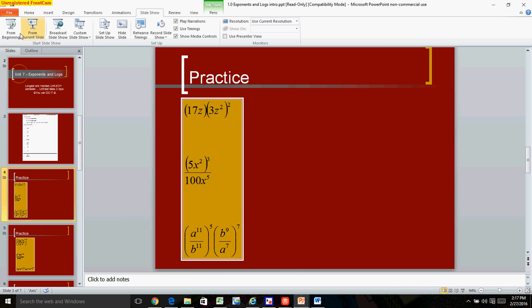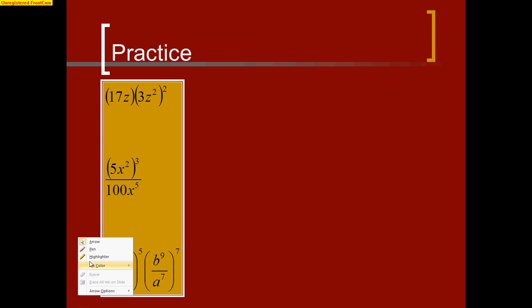Alright, so let's practice using some of the rules that I just gave you. 17 has an exponent of 1, z has an exponent of 1, there's an exponent of 1 out here. So that's nothing but 17z.